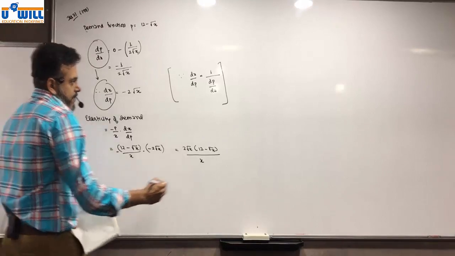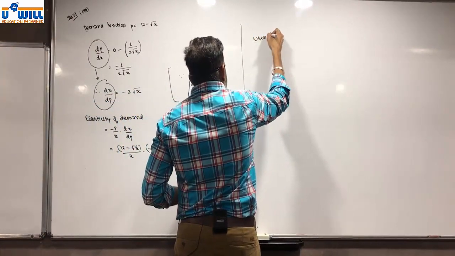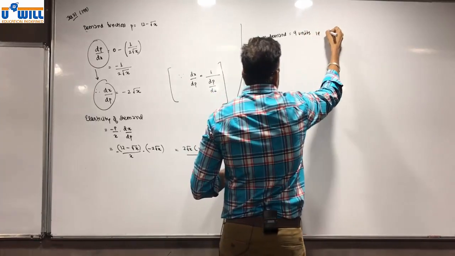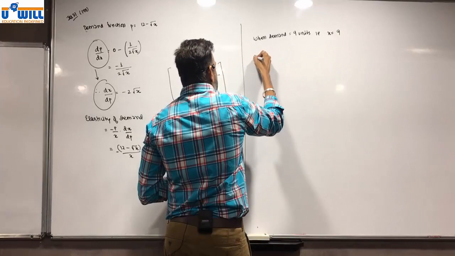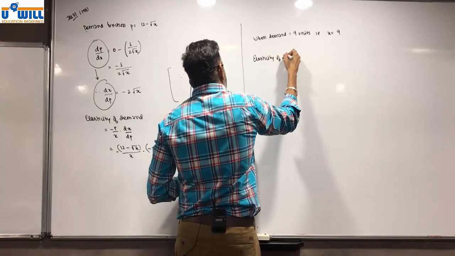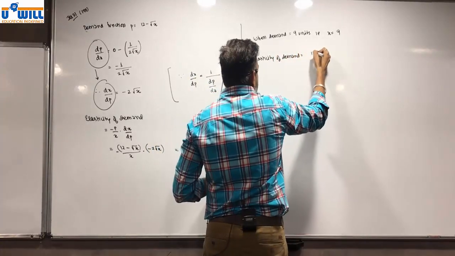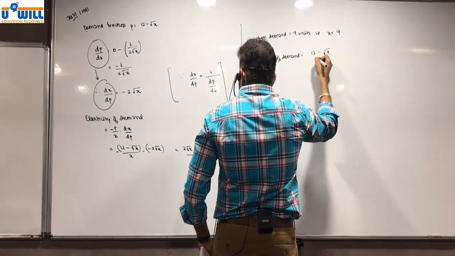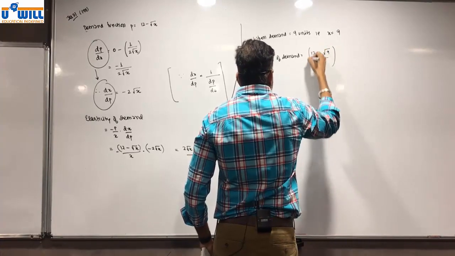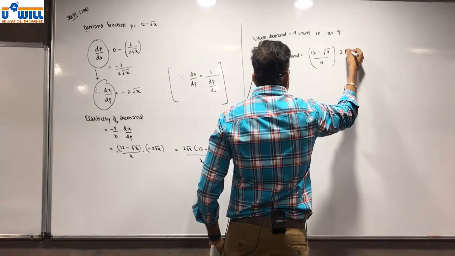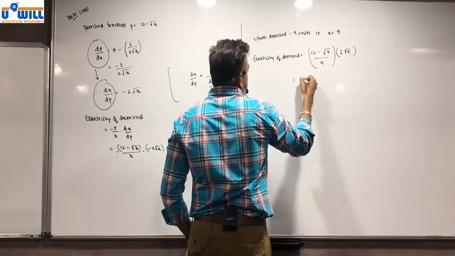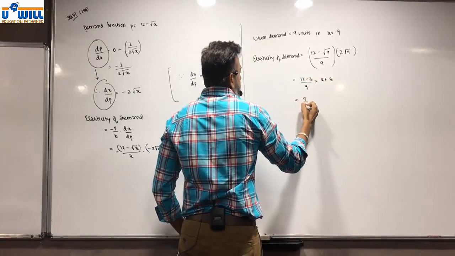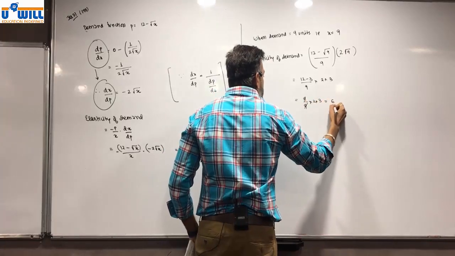Okay, directly, when demand is equal to 9 units, that is X = 9, elasticity of demand is equal to (12 - √9) upon 9 into 2√9, which is equal to (12 - 3) by 9 into 2 into 3, that is 9 by 9 into 2 into 3, which is equal to 6.